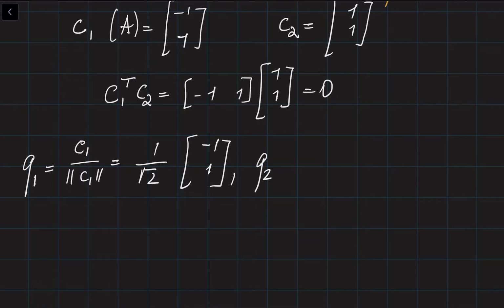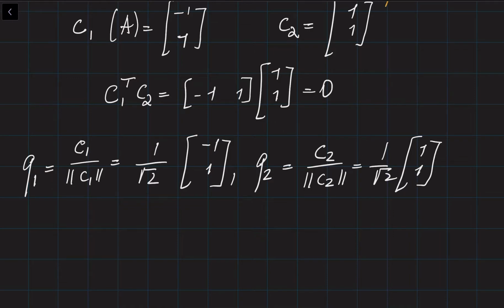And Q2, the second column, is going to be C2 divided by the norm of C2, which is going to be equal to 1 over square root of 2, times (1, 1). So let me just write down what the norm of C1 means. C1 is going to be (-1, 1), so the norm is -1 squared plus 1 squared, all under the square root, which is going to be square root of 2.